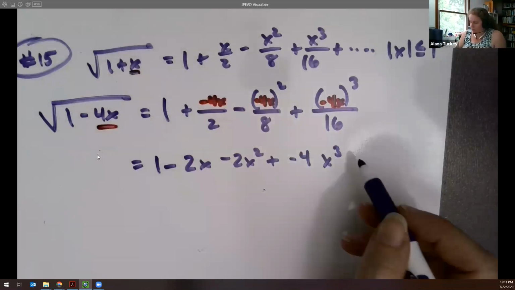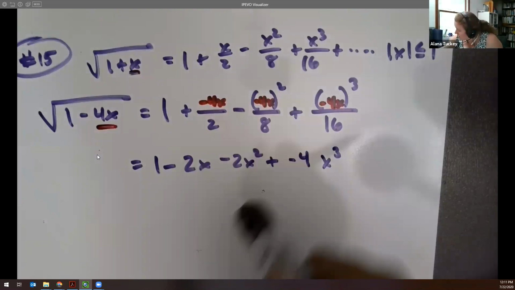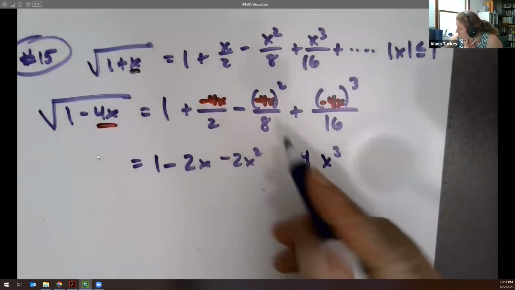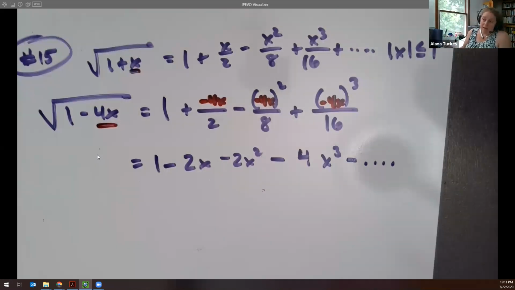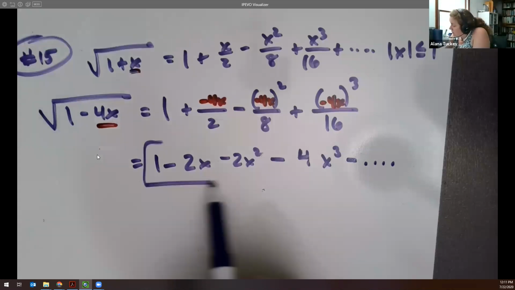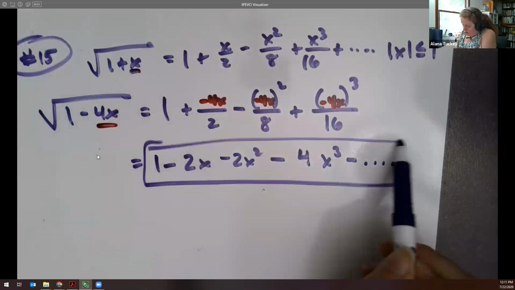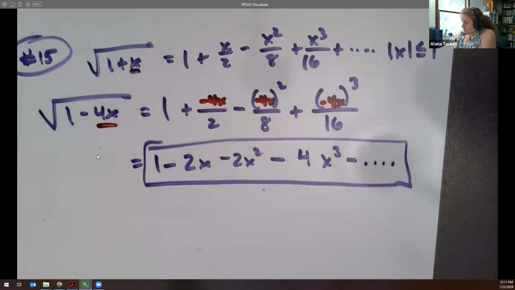Sorry, that was a minus. It's plus negative, so it's minus. So it's actually going to keep subtracting from that point on. It's 1 minus 2x squared minus 4x cubed minus blah, blah, blah. Okay, and that's all they wanted, right? They just want the first 4 terms of the Maclaurin series. Ta-da! First 4 terms of the Maclaurin series are done.